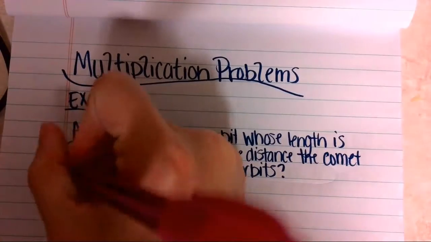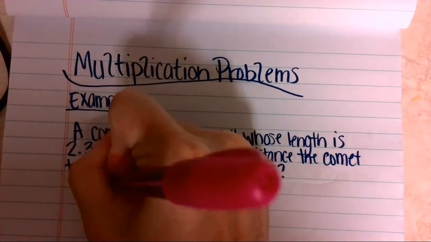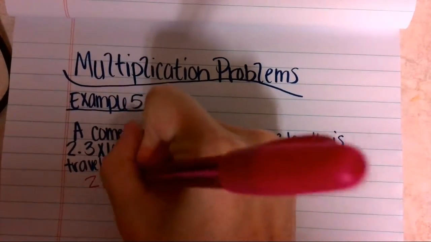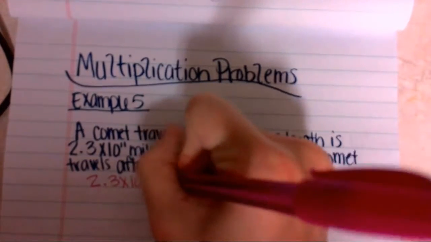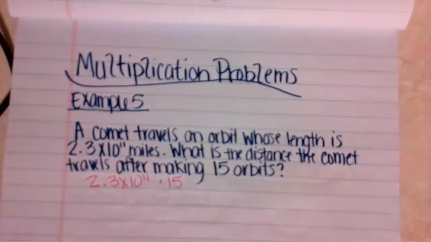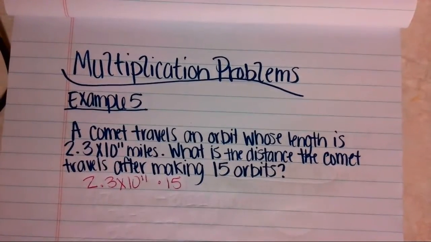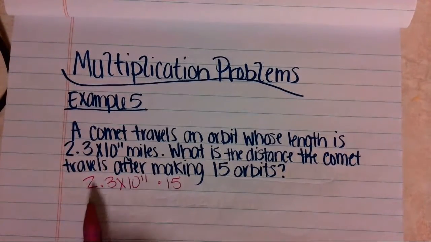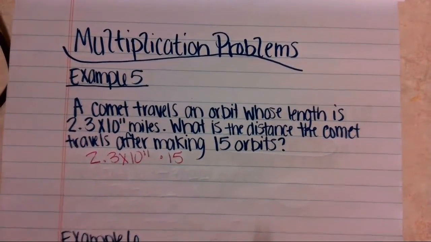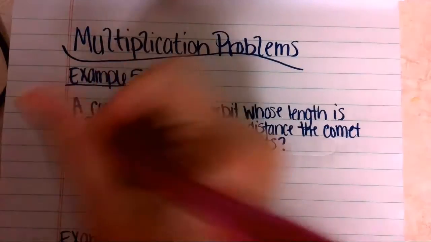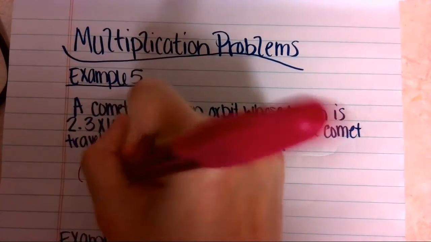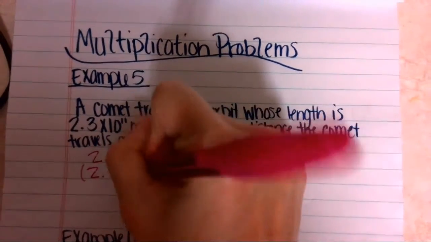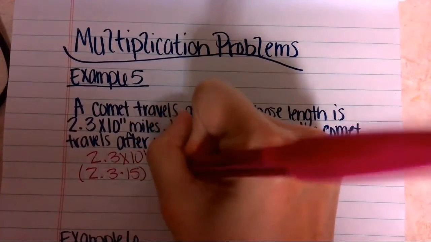In this case, we would do 2.3 times 10 to the 11th times 15. Now, I want to rearrange these so that my 2.3 and my 15 are together, because those are the two pieces that I want to multiply. So I'm just going to regroup. So I have 2.3 times 15 times 10 to the 11th.